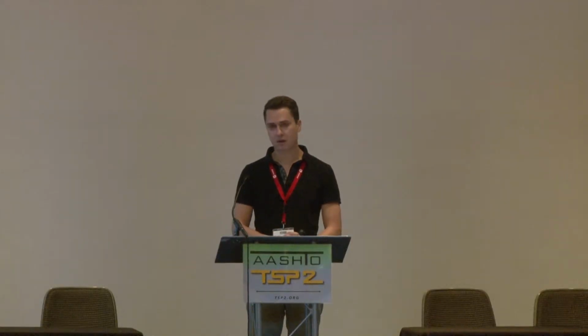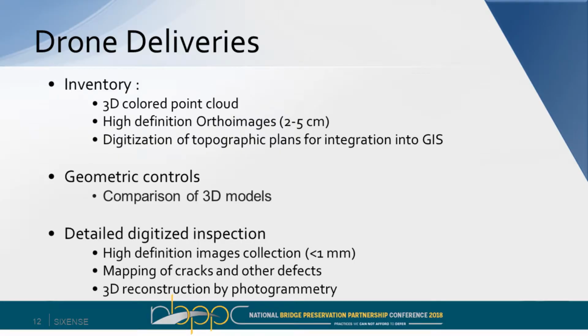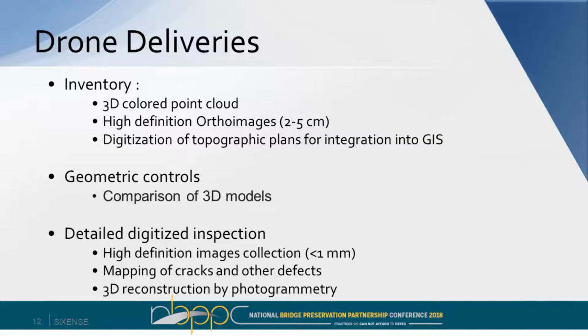For the inventory side, you can use them to get this 3D colored point cloud, which I'll touch on a little bit more on the next slide. You can gather information about your inventory through high definition ortho images. And for inventory purposes, you don't really need to go to such a high definition or very detailed level. So we found just a few inches is more than an accurate enough level here.